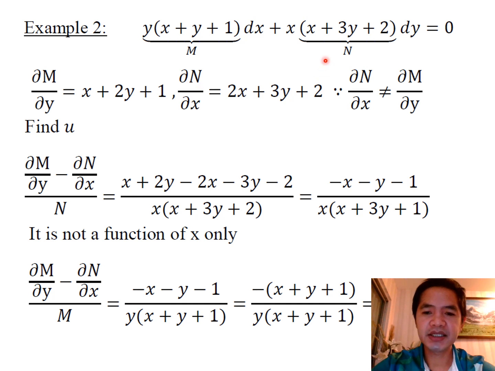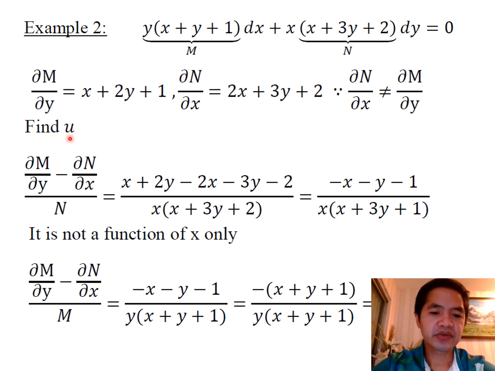And do the partial derivative of function N over x. Here we get x squared plus 3xy plus 2x, right? So taking the partial derivative over x, x squared gives 2x, 3xy gives 3y, and 2x gives 2. Compare these two, they're not the same, right? So it's not going to be an exact equation. Okay, let's try the integrating factor.